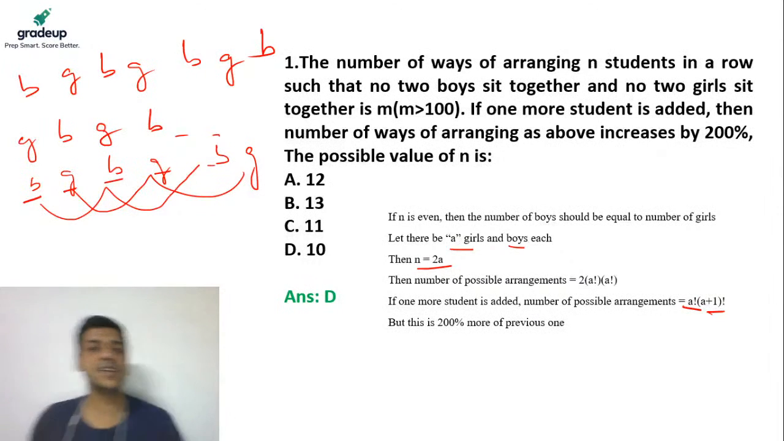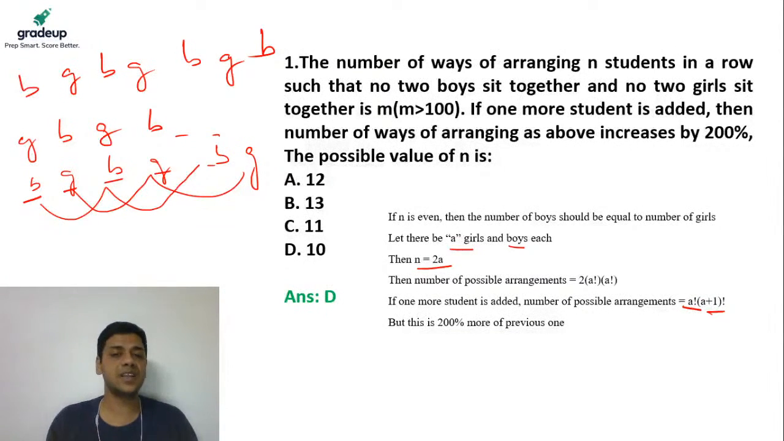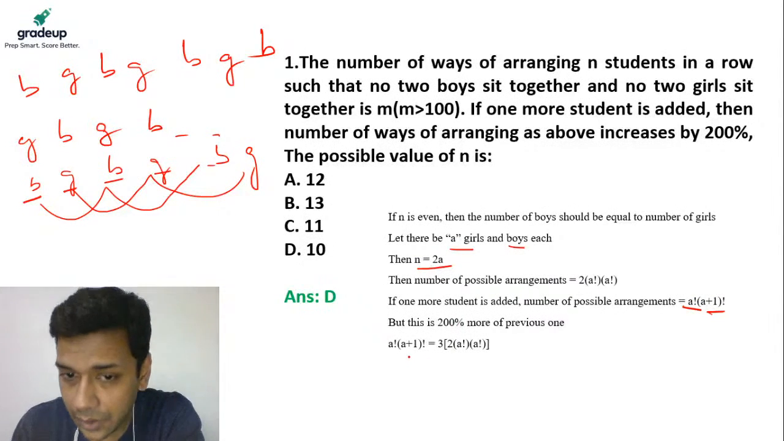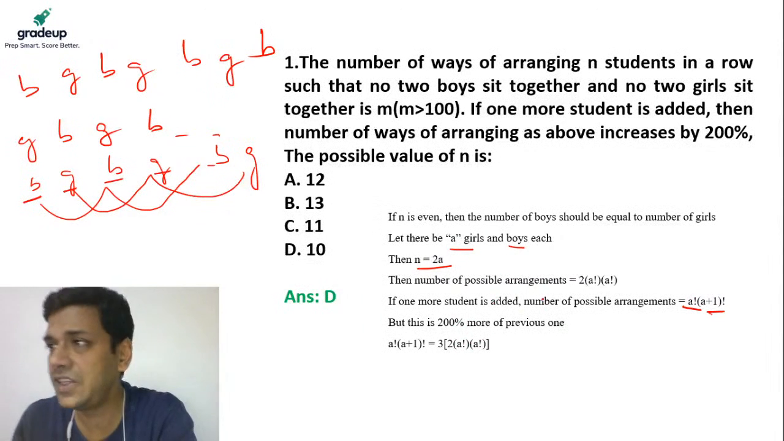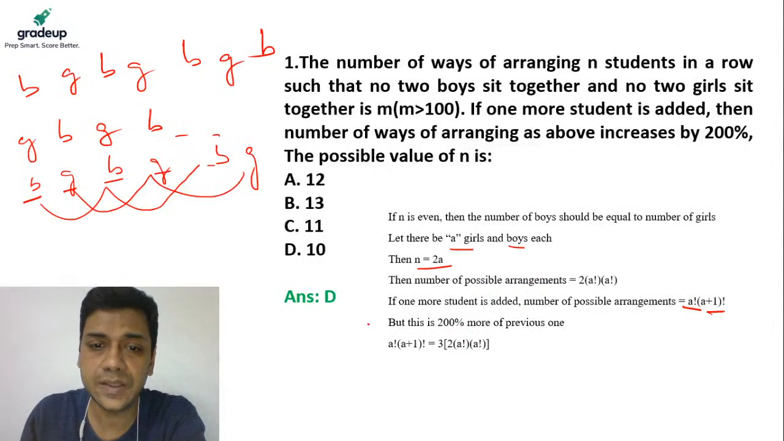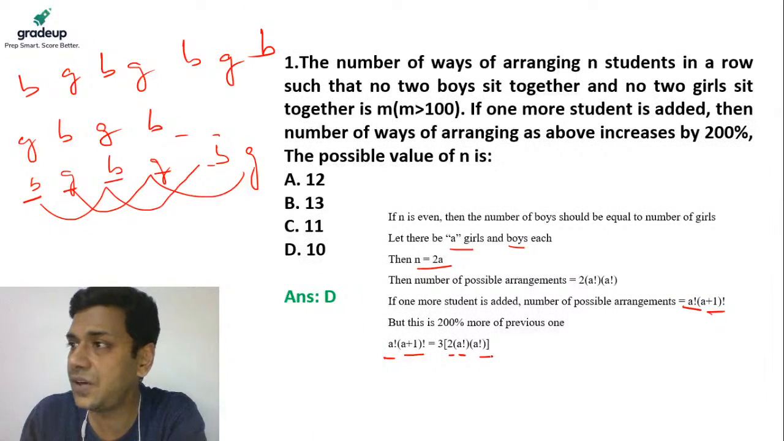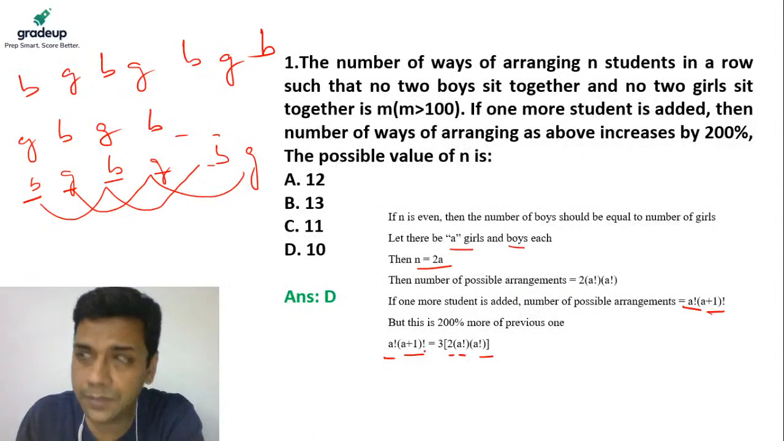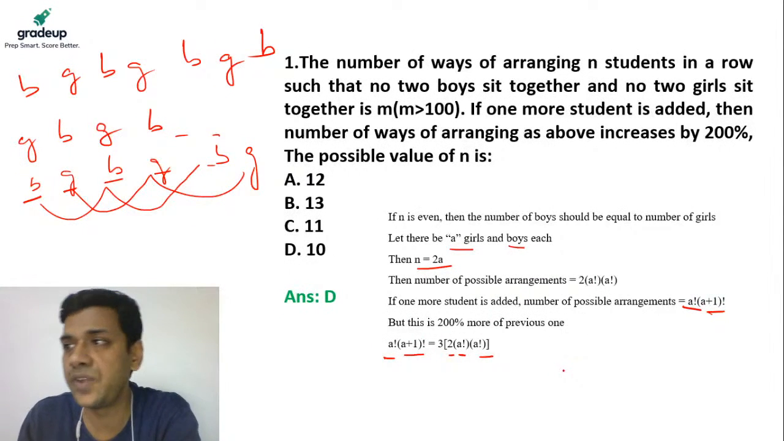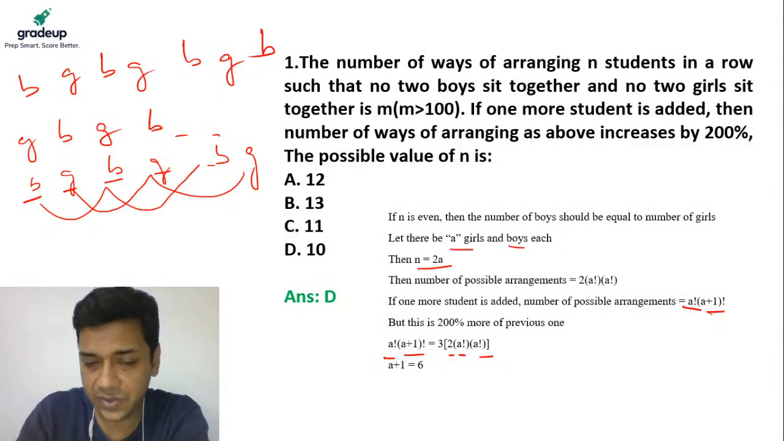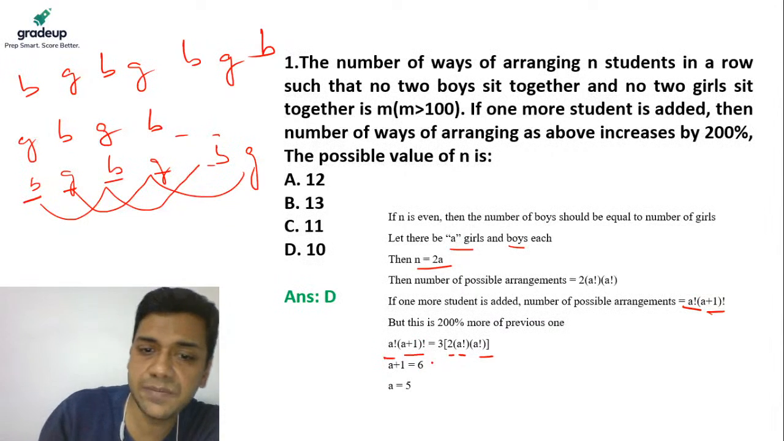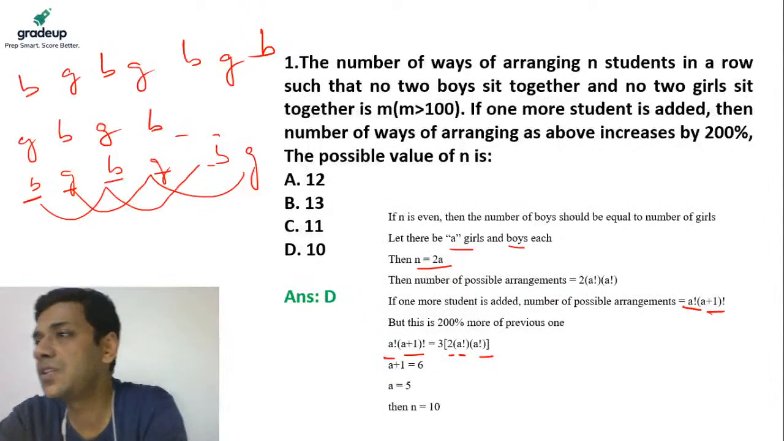Now, the question says that the new number of ways is 200% more. So if it was 2A initially, now it is A and A plus 1. The new number of ways of arranging them is A factorial into A plus 1 factorial. The old number of ways is 2 into A factorial into A factorial. And this new number of ways is 3 times the old number of ways. If I solve it, A factorial and A factorial get cancelled out, and I get A plus 1 equal to 6, which means A equals 5 and n equals 10.